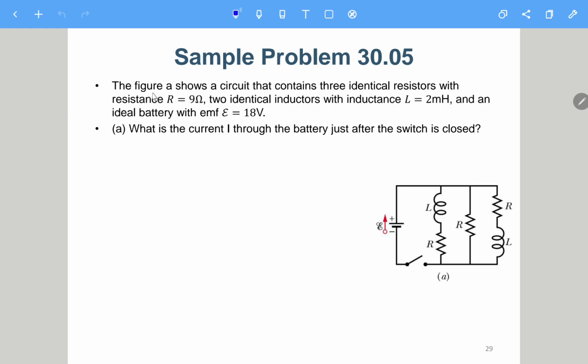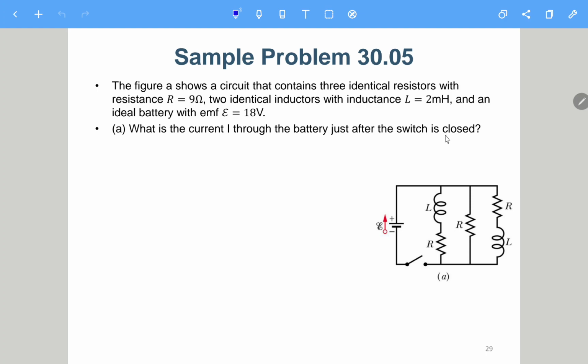Here it says a figure shows a circuit that contains 3 identical resistors. So these 1, 2, 3 resistors are identical in value, with resistance R equals 9 ohm, 2 identical inductors with inductance L equals 2 millihenry, and an ideal battery with E equals 18 volt. What is the current I through the battery just after the switch is closed?